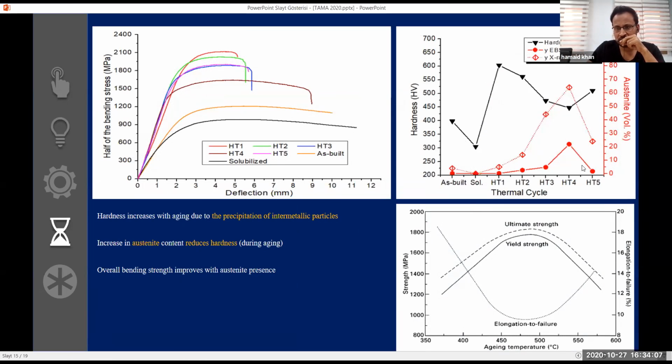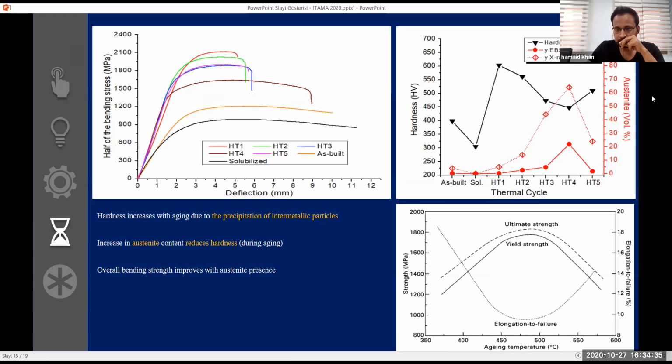So there can be different measurements because of different reasons. I'm not going into details, but you can see as the austenite concentration is increasing, the hardness is reducing. And here again, the austenite concentration decreased, the hardness also improved. Similarly here, the overall bending stress, you can see in the intercritical range, was found better compared to the as-built state. As-built state means the fabricated state.